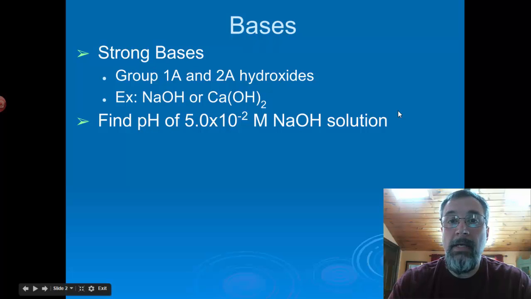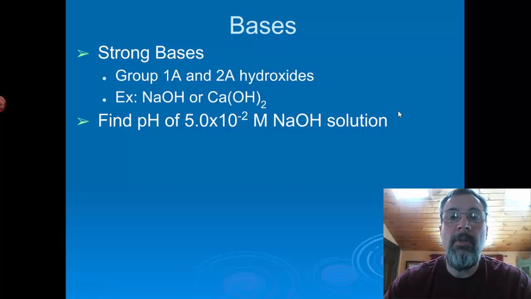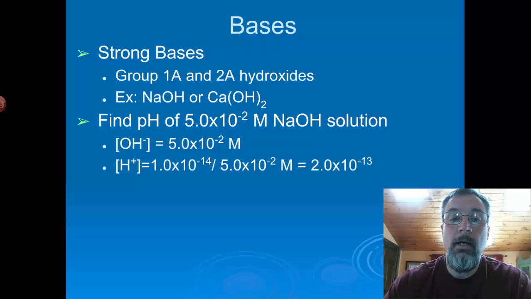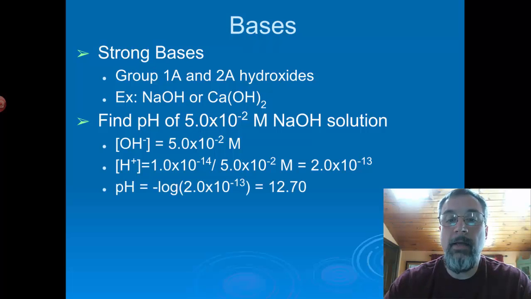To find the pH of a base, pretty much the same thing as pH of an acid, although we have to go a slightly different route. Remember that strong bases completely dissociate into whatever the metal ion is and the hydroxide ion. Okay, so if we have 5.0 times 10 to the minus 2 molar sodium hydroxide, that's the concentration of hydroxide ions. We can find the H plus concentration by dividing Kw, 1.0 times 10 to the minus 14, by the hydroxide ion concentration. That'll give us H plus. Take the negative log of that and you get your pH. Remember, pHs of bases should be above 7. That's how you can sort of check to see if you're on the right track.